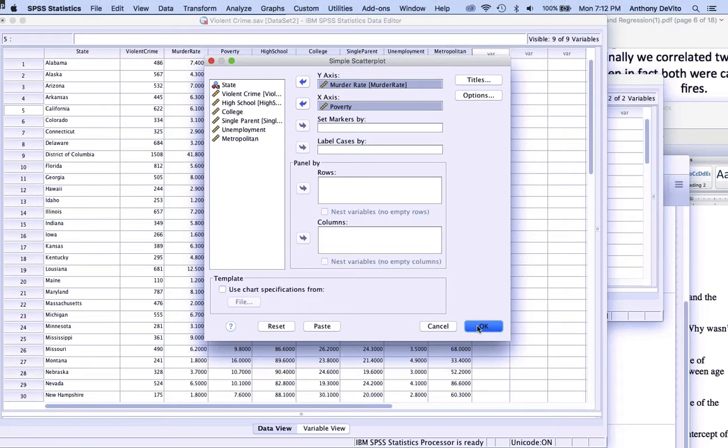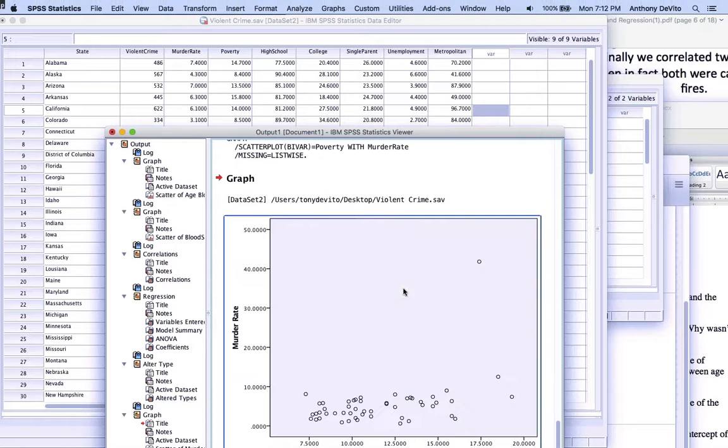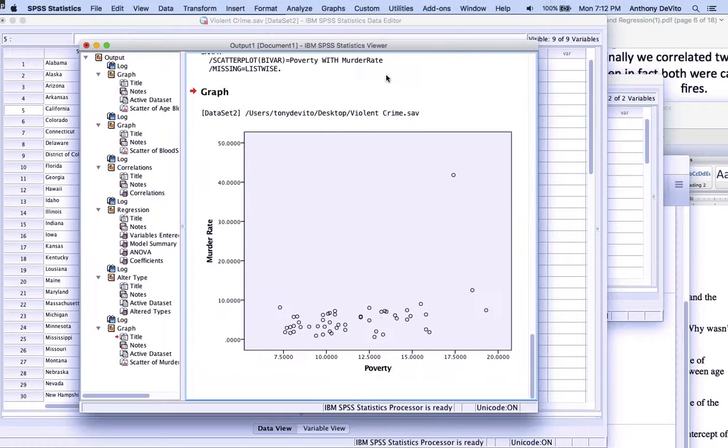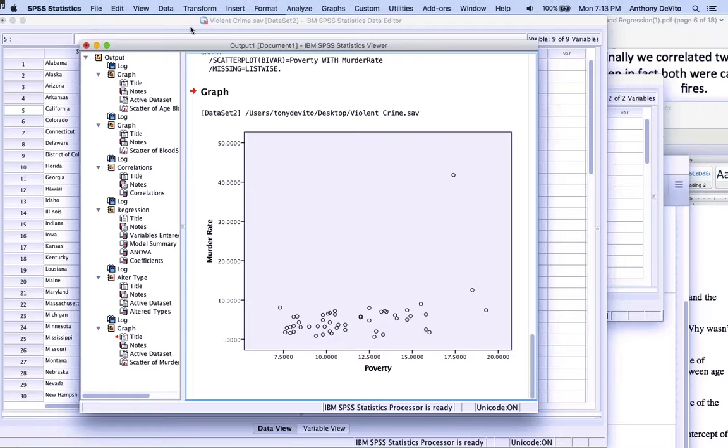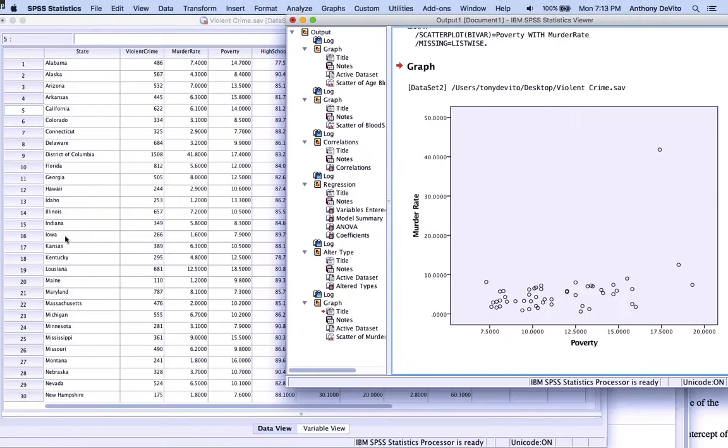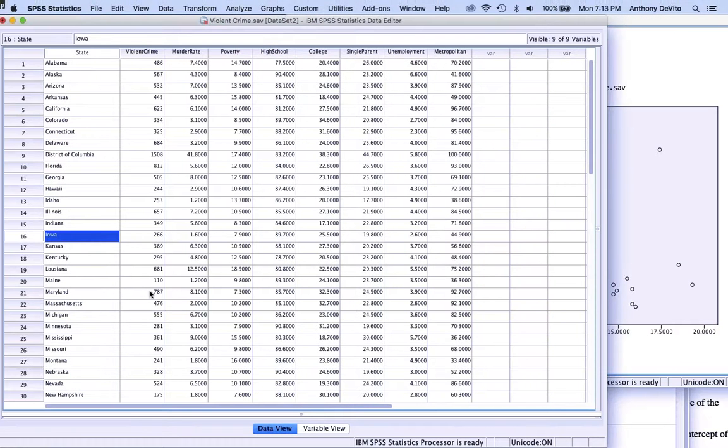Okay, let's see what this scatter plot looks like. Well, it's kind of hard to tell, isn't it? Because it's so condensed. And why is it so condensed? What is this over here? Yeah, there's a big outlier. Who has a murder rate of 45 per whatever it is, 10,000 or something like that? Let's take a look at that. Okay, let's see where that is.